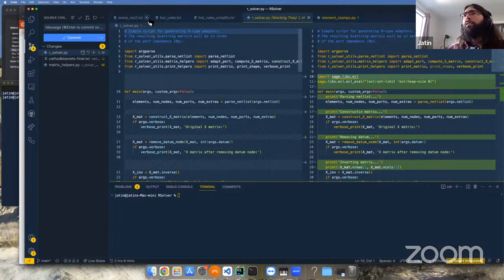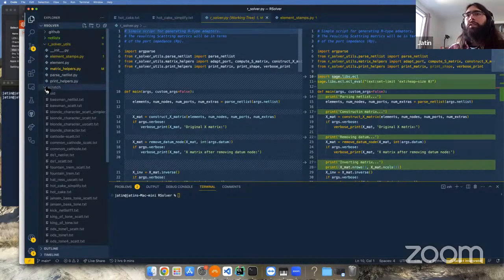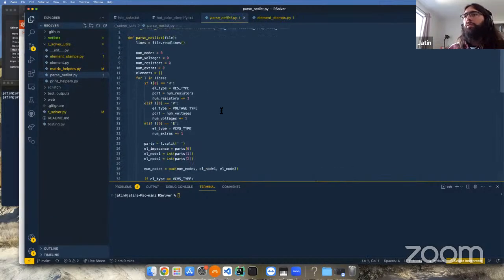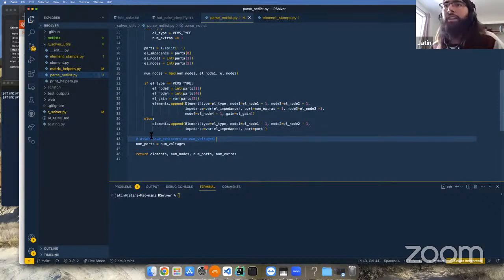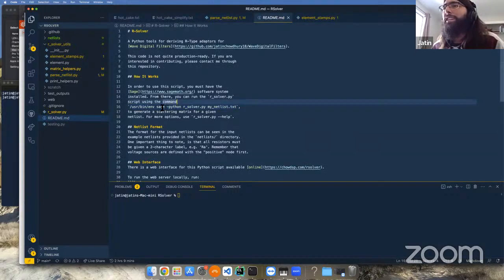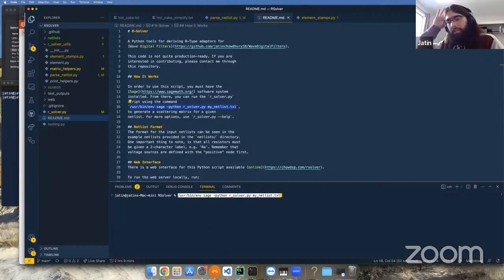I may need to remove a similar check as in the previous one, where I was checking that we had the same numbers of resistors and voltages. I'll comment that out for now, and we can bring it back later if we need to. And this is the command that we can use to run the solver script.